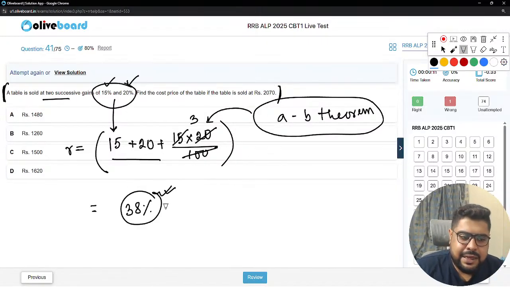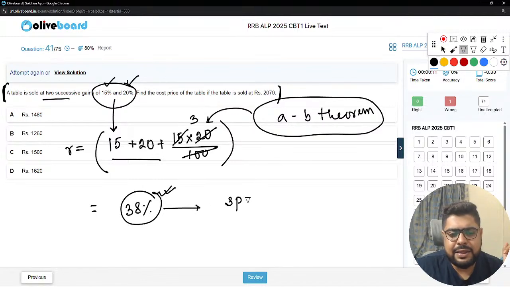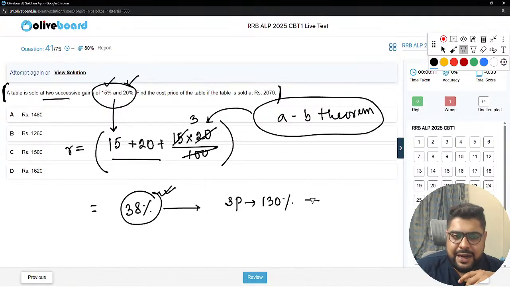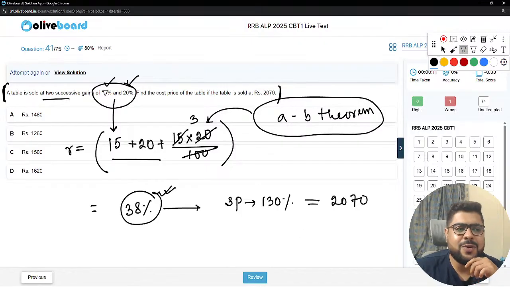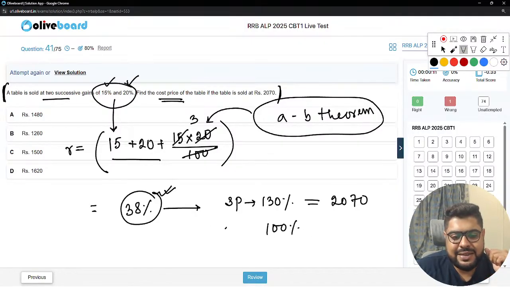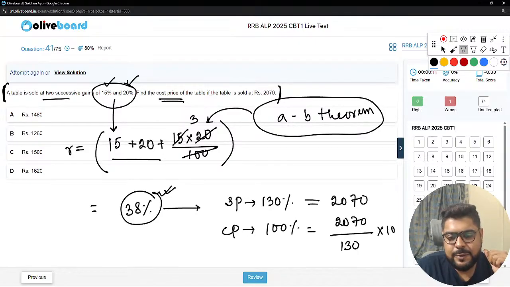So that means if the gain is 38%, so if CP is 100%, SP will be 138%. SP will be 138%. So that value is given as 2070. So they are asking what is the value of the cost price. Cost price means 100%. CP is 100%. So that will be 2070 by 138 into 100.